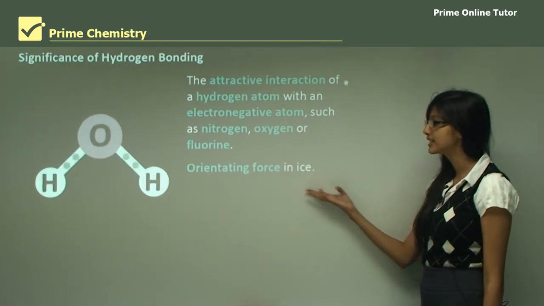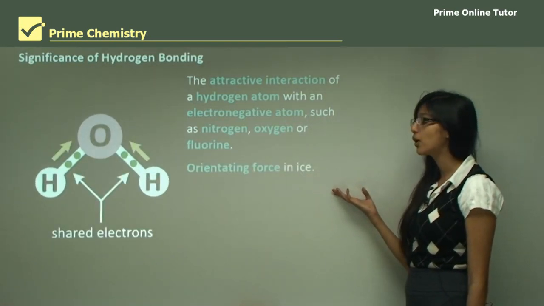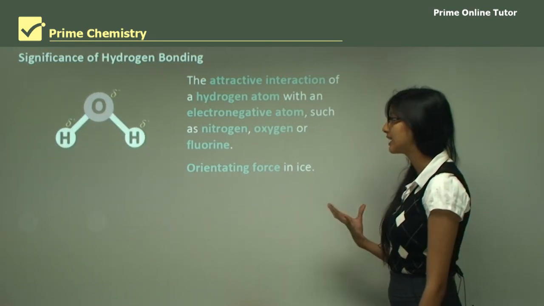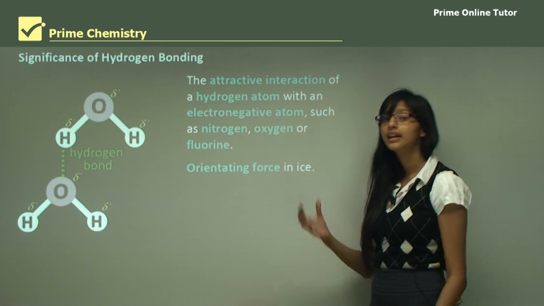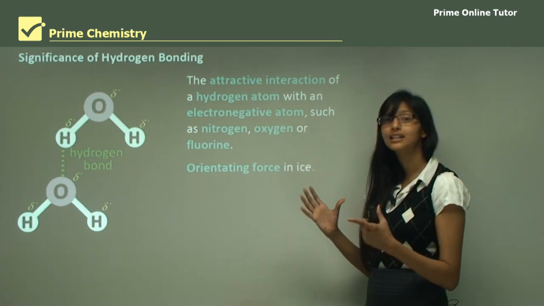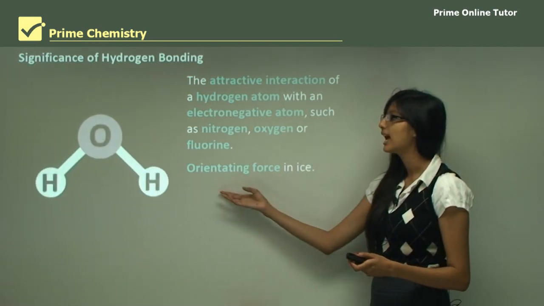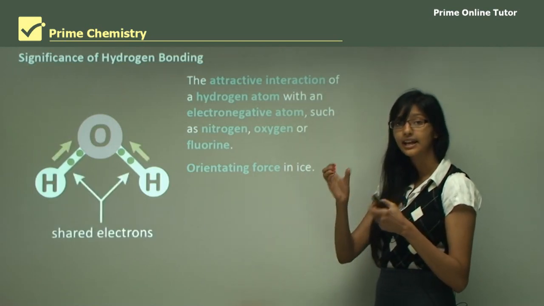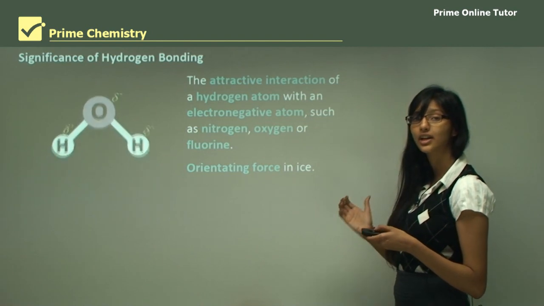It's an orienting force in ice, because we have already seen the structure of ice, which is a tetrahedral array, and that tetrahedral array is able to maintain its crystalline lattice due to this hydrogen bond. The hydrogen bond holds the atoms together in their place so that they can maintain their tetrahedral structure.